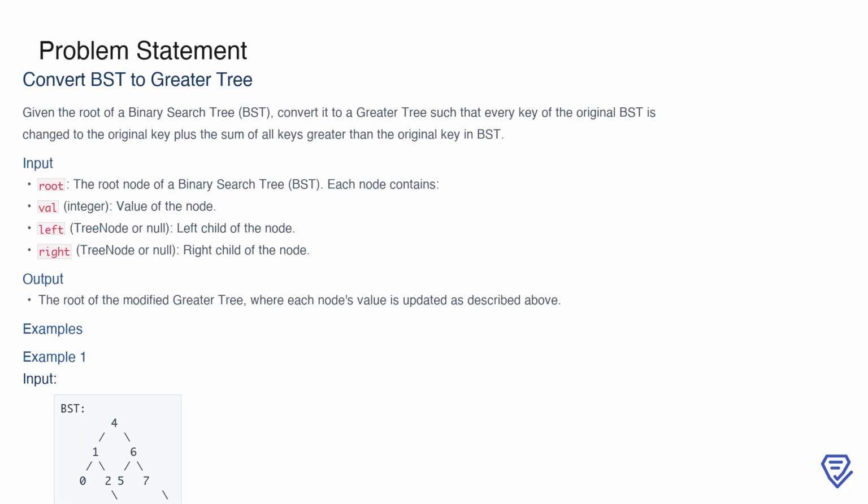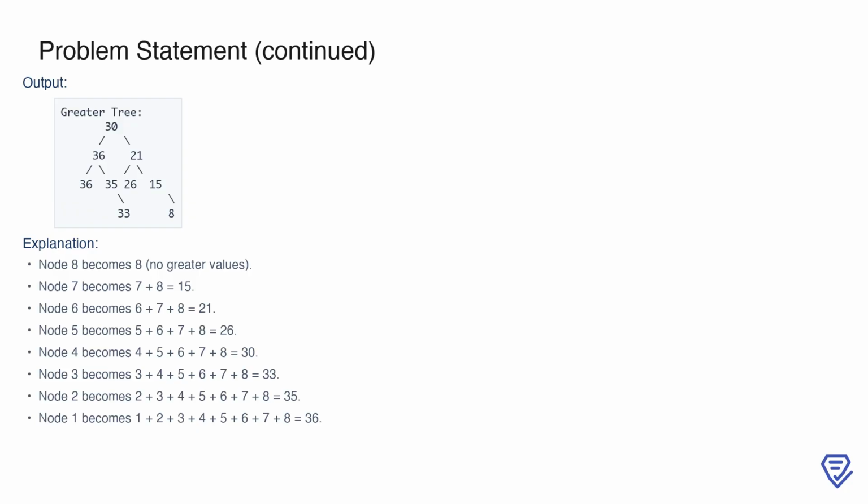In this problem, we are tasked with converting a binary search tree, or BST, into what's called a greater tree. The transformation involves modifying each node's value so that it becomes equal to its original value plus the sum of all keys in the BST that are greater than it. The input to the problem is the root of the BST, where each node has a value, and potentially left and right child nodes. The output is the root of the modified tree, with all the node values updated according to this rule.